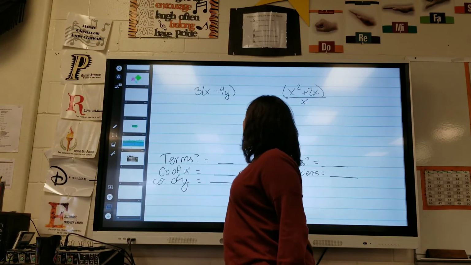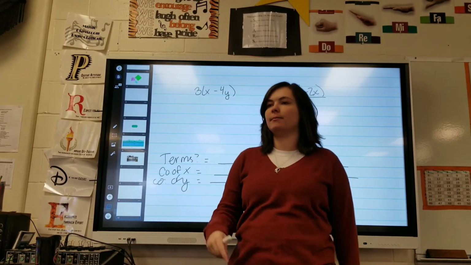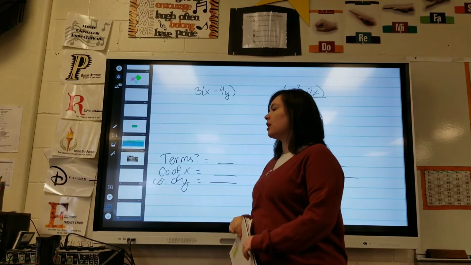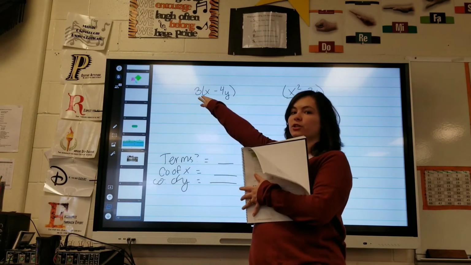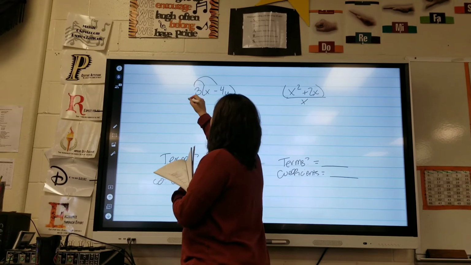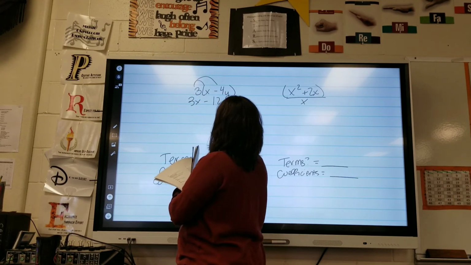A couple more, because I think lots of examples are good. So I'm going to go over 2 more, and then we'll be done, and you guys can get started on your homework. First thing we do here, distributive property. Distribute that 3 in, so we end up with 3x minus 3 times 4, which is 12y.